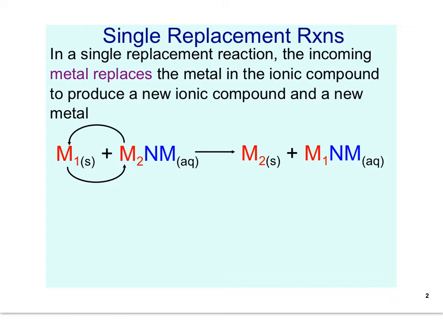So continuing on with a single replacement reaction. What's going to occur in a single replacement reaction is that the metal is going to replace the metal in the ionic compound, as you can see here. So metal 1 is going to replace metal 2.